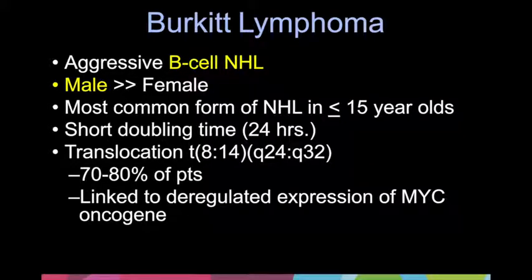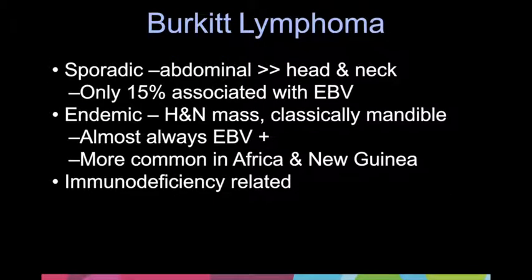Burkitt lymphoma is an aggressive B-cell non-Hodgkin lymphoma that's most common in males. It's the most common form of non-Hodgkin lymphoma in children under the age of 15. Has an incredibly short doubling time and is frequently associated with translocation linked to the deregulated expression of MYC oncogene. Burkitt lymphoma occurs in 3 settings: sporadic, which is rarely associated with EBV; endemic, which is almost always associated with EBV; and associated with immunodeficiencies.